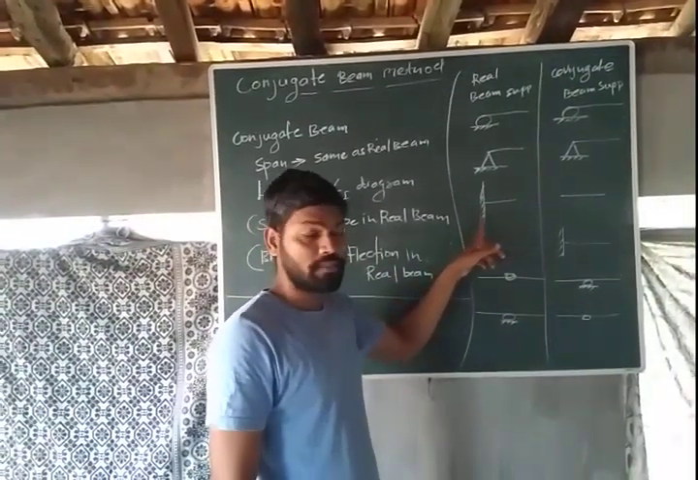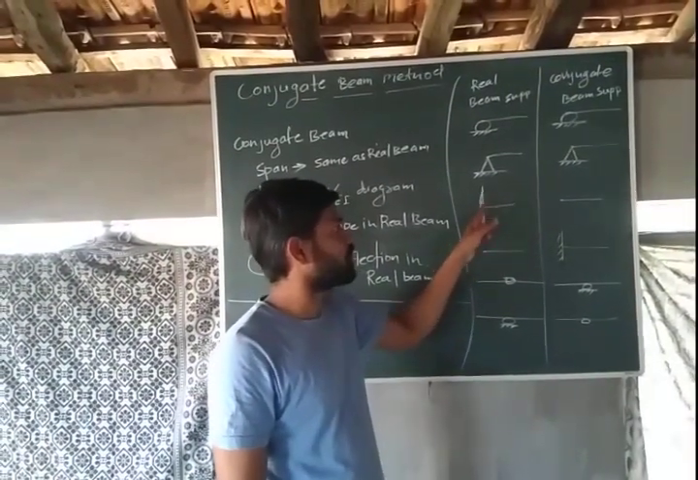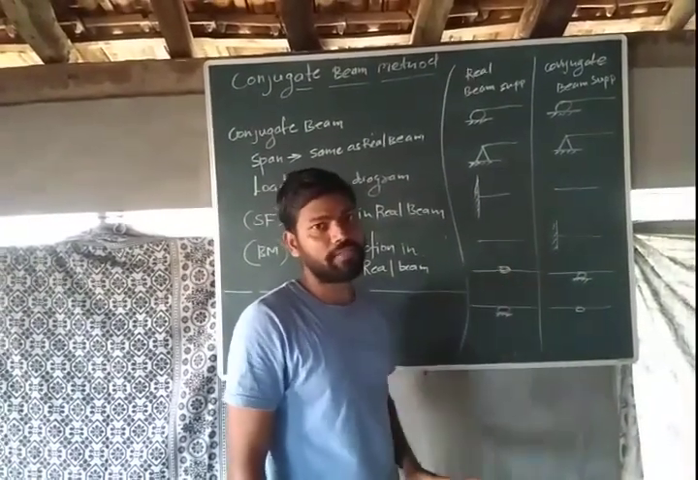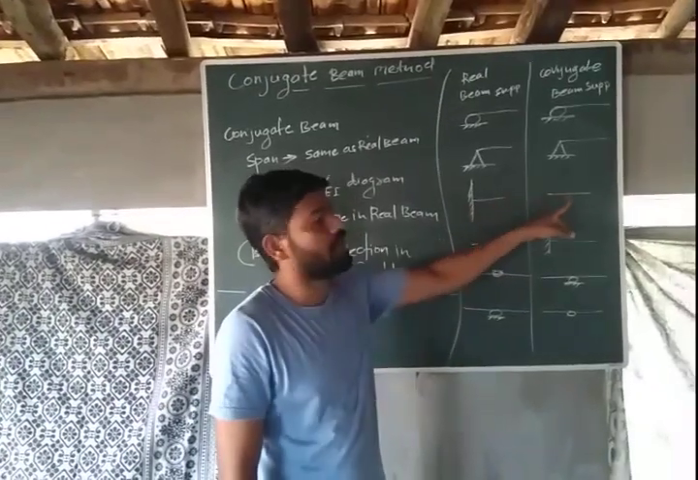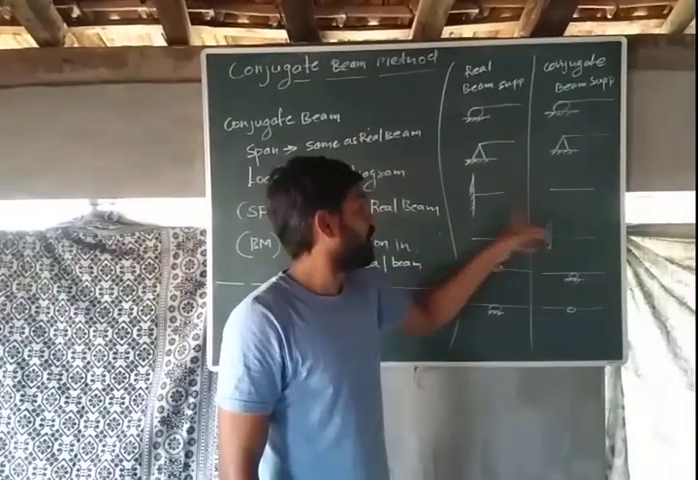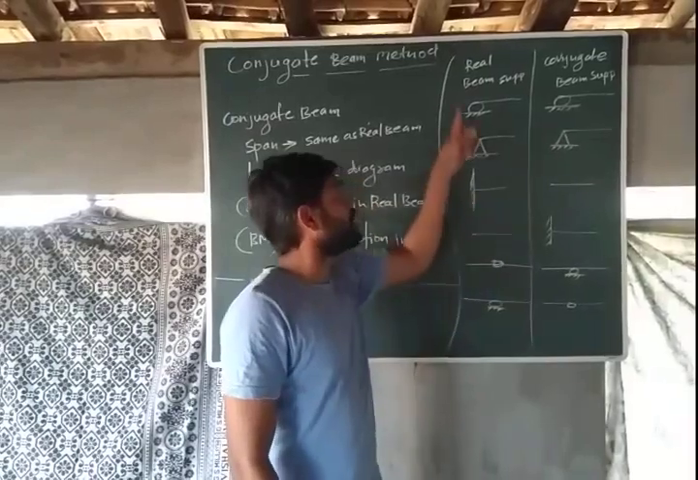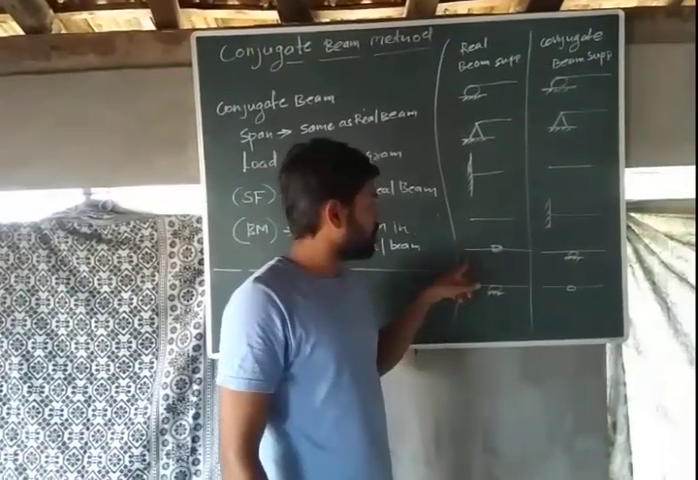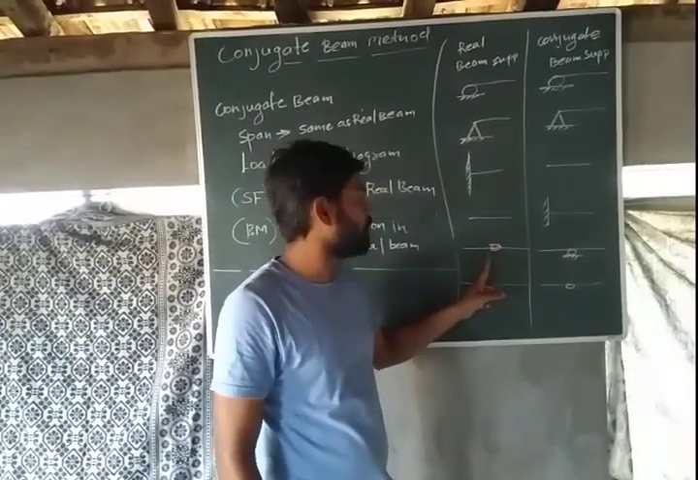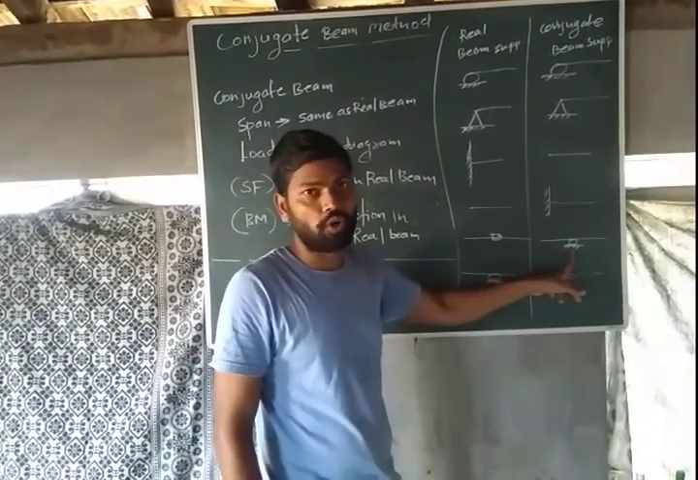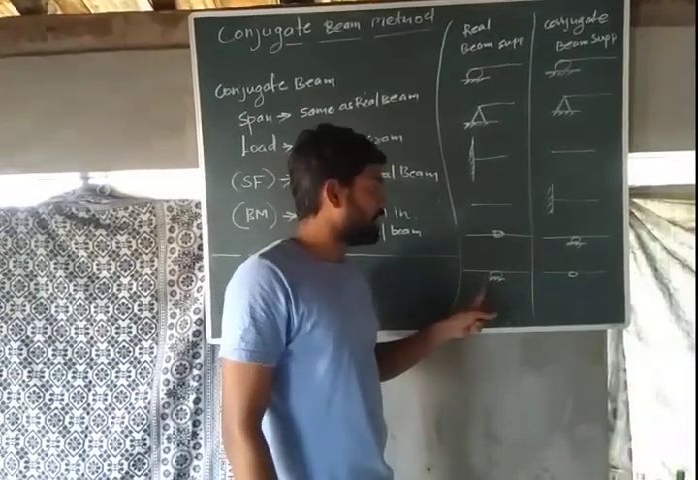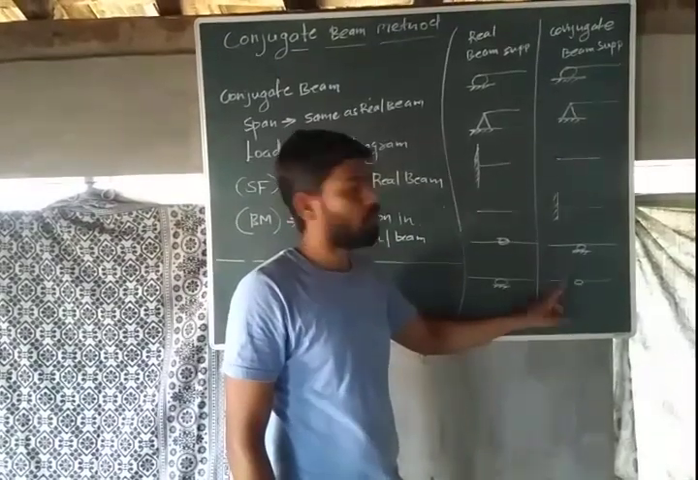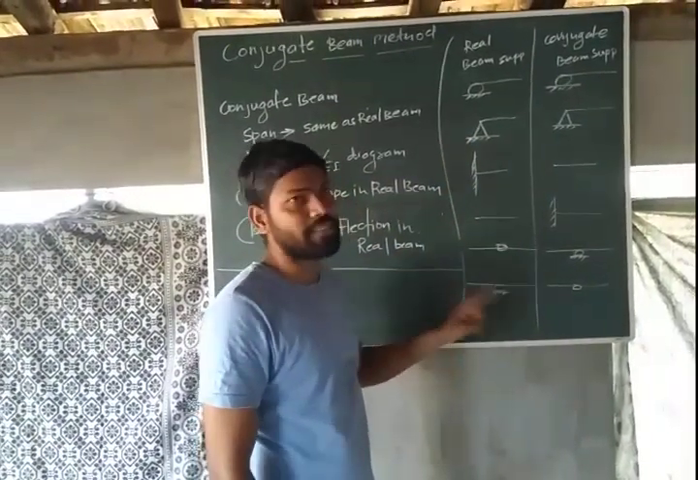But if in the real beam the support is a fixed support, then it will change to a free end. Fixed end will be converted into free end. Similarly, a free end in the real beam will be converted into a fixed end. Then there is an internal hinge. The internal hinge will be converted into an internal roller. Then an internal roller will be converted into an internal hinge. So these are the changes in support.